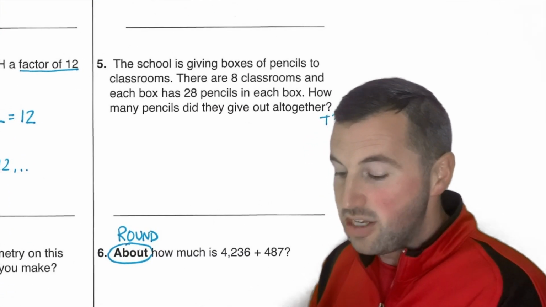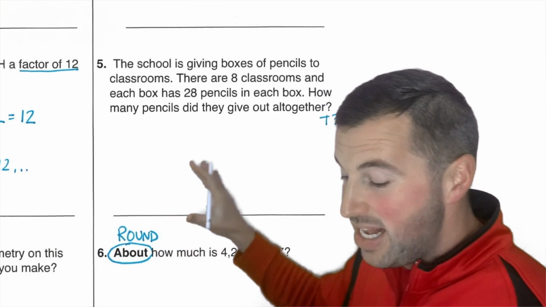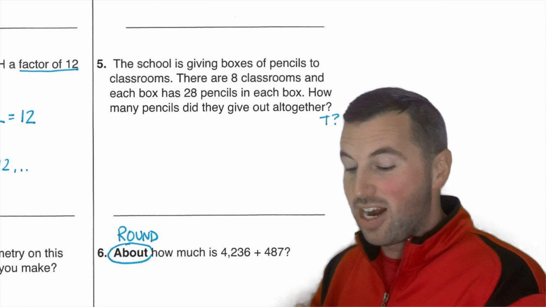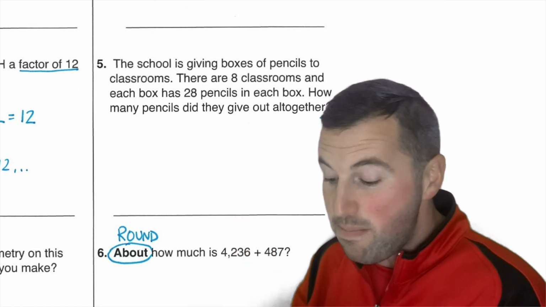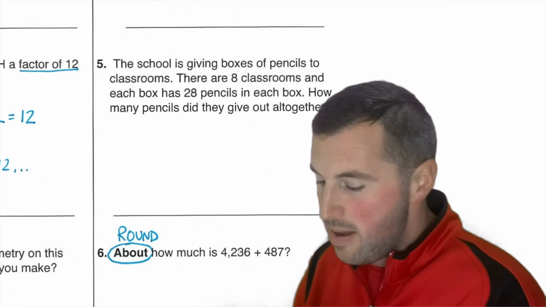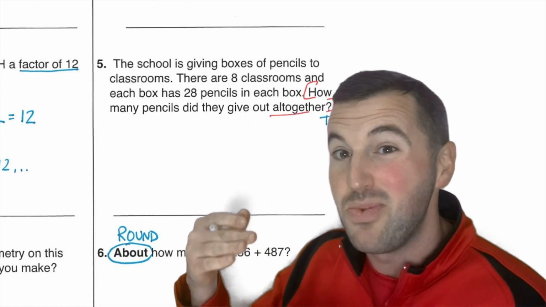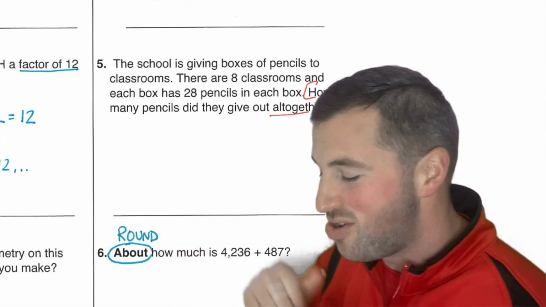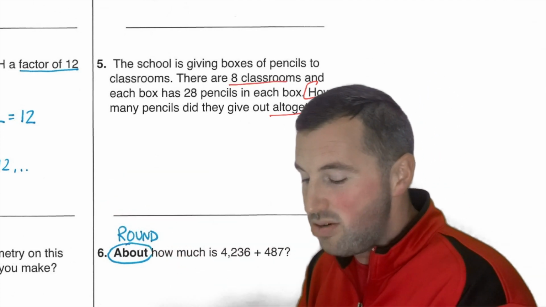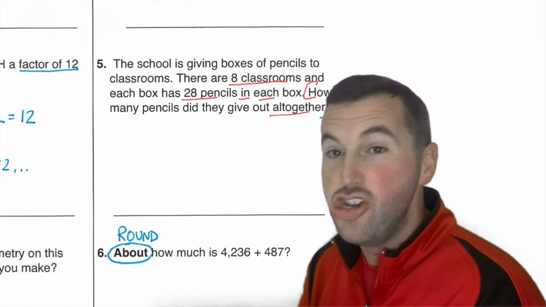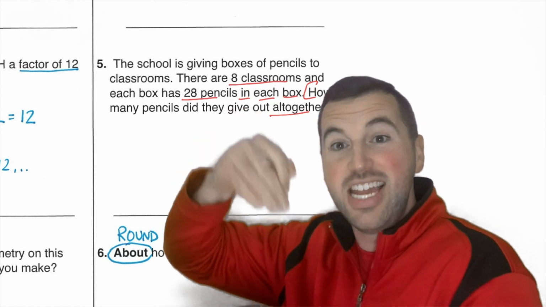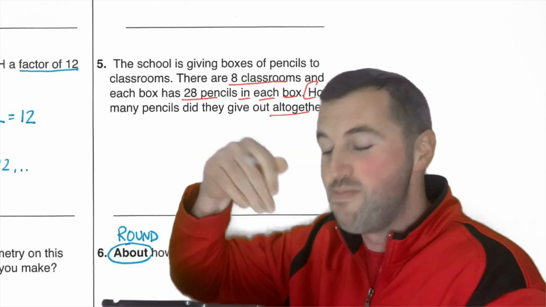Number 5, the school is giving boxes of pencils to classrooms. There are 8 classrooms. Each box has 28 pencils in each box. Bracket the question. How many pencils all together, meaning we don't know the total? All right, 8 classrooms, 28 in each box. Remember what that means, in each group.